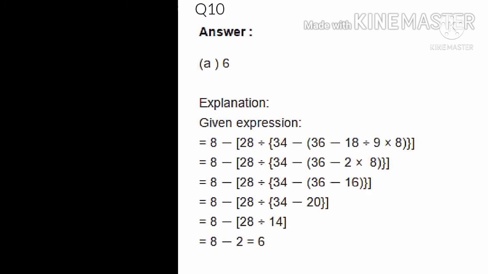Right. Last question is 8 minus square bracket 28 divided by curly bracket 34 minus small bracket 36 minus 18 divided by 9 into 8, right? So first we will divide. So it is 8 minus square bracket 28 divided by curly bracket 34 minus 36. Now 18 divided by 9 is 2. So 2 into 8 is 16. So 36 minus 16 is 20. So it is 8 minus square bracket 28 divided by 34 minus 20, that is 14. So 28 divided by 14 is 2 and 8 minus 2 is 6.